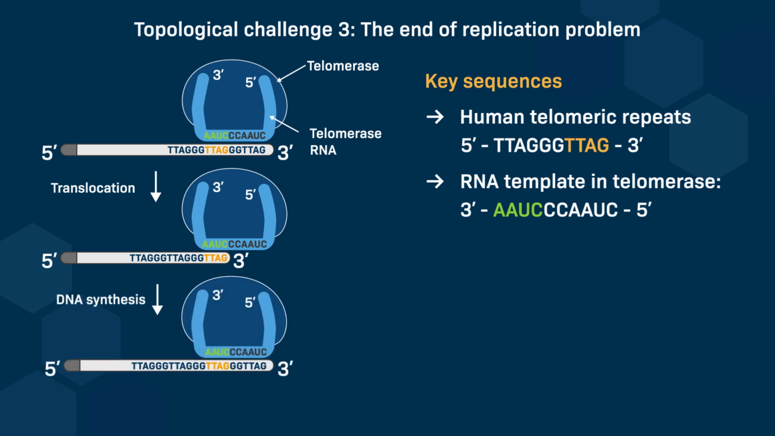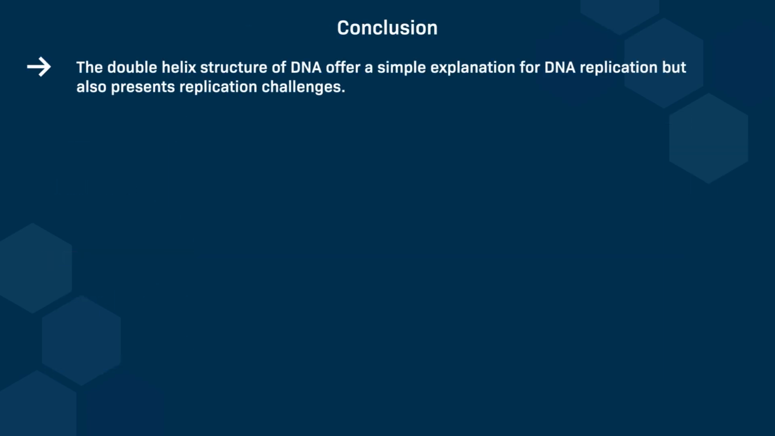By extending the 3' end of the leading strand and enabling the formation of new Okazaki fragments, telomerase prevents the loss of genetic material that could otherwise occur at the chromosome ends during replication. In conclusion, the structure of the DNA double helix provides a straightforward mechanism for understanding how genetic material is duplicated and inherited across generations. However, it also presents several challenges during the replication process.